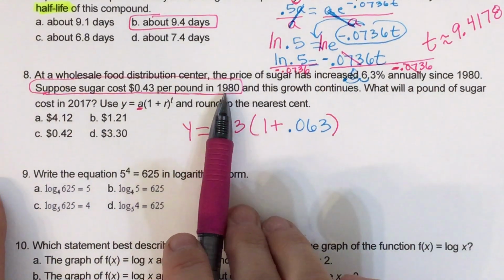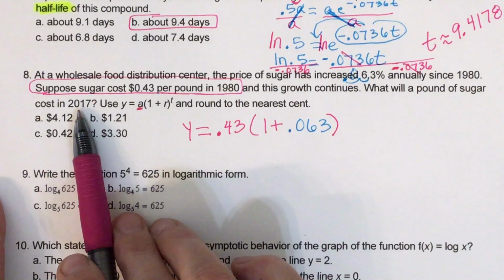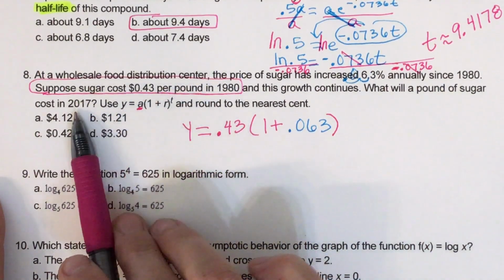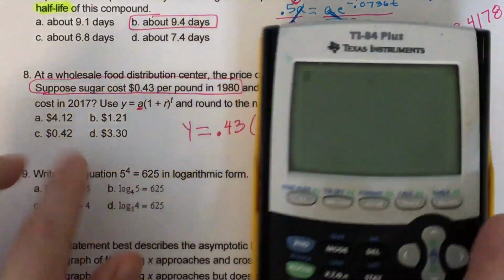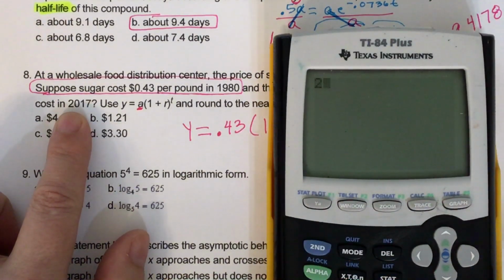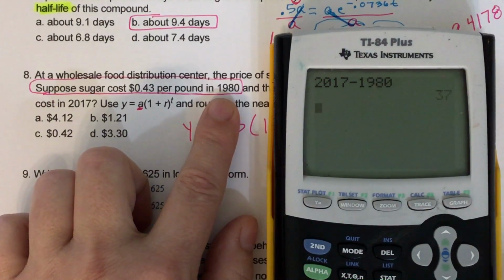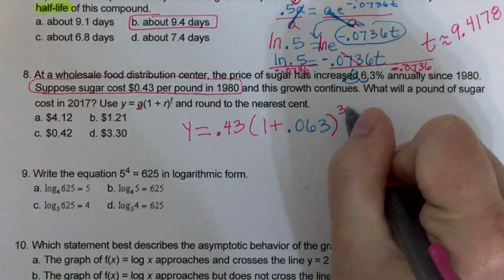So this was the cost in 1980. I want to know what it costs in 2017. So how many years have gone by between 1980 and 2017? 37. Now, if you didn't know that, you could take 2017 and subtract 1980 and you could get 37. So that's my T.